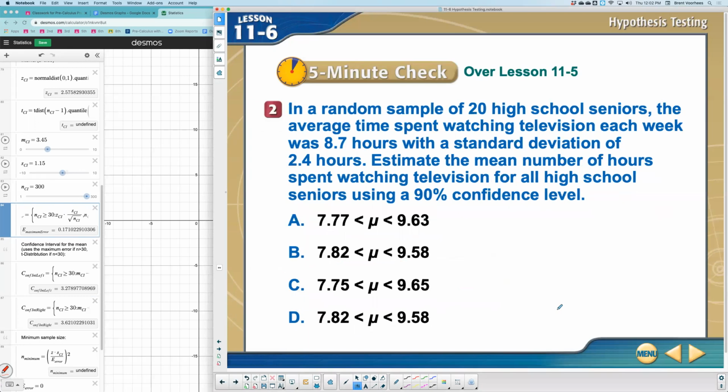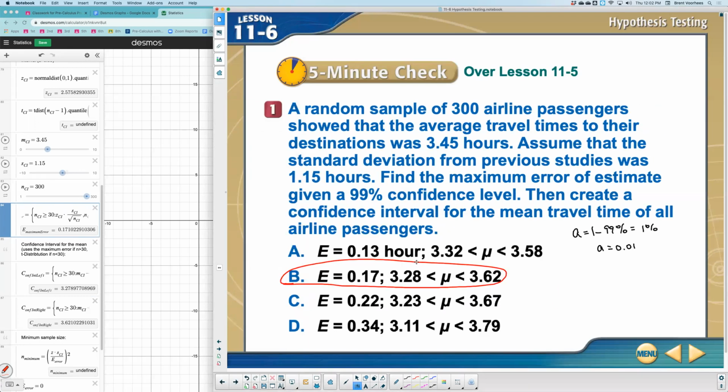Let me explain some of this too. What we're saying is we can say with 99% confidence that the true mean is somewhere between 3.28 and 3.62. That might have been the sample's mean. We can say the true mean, if we expand all the way out, with 99% confidence would be between those two numbers.